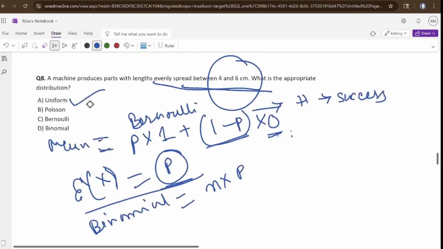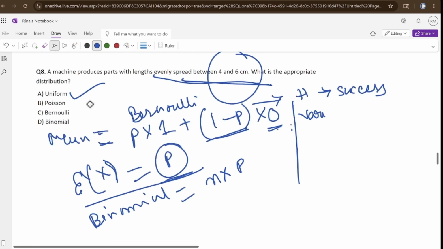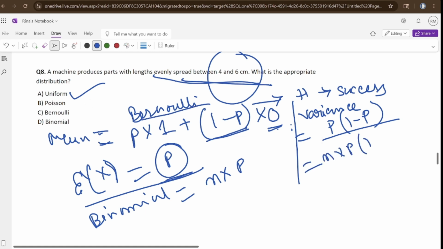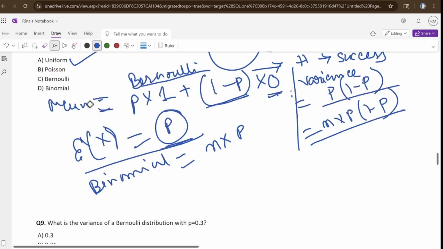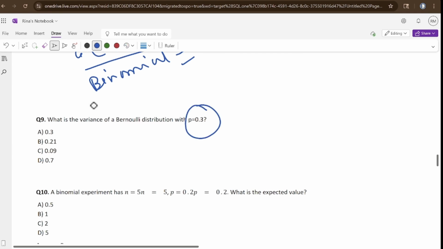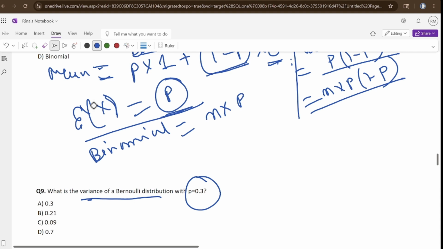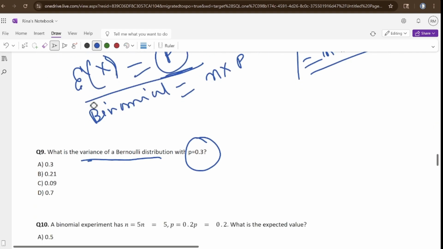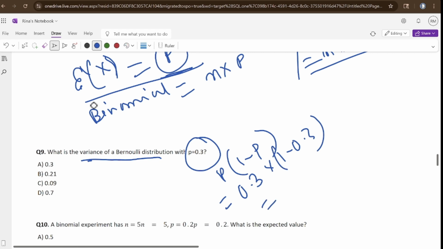Fine. Now what is variance? Variance is P into 1 minus P for Bernoulli. And same thing for binomial, it will be n into P into 1 minus P. Okay, this is the formula you can apply and you can solve this. What is the variance of Bernoulli distribution with P equal to 0.3? See, variance for Bernoulli, that is P into 1 minus P. The probability of getting and probability of not getting. That is the variance. So 0.3 into 1 minus 0.3, which is 0.7. So 0.3 into 0.7 equals 0.21.